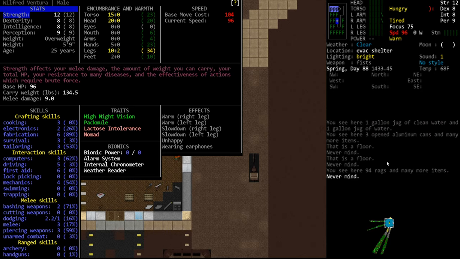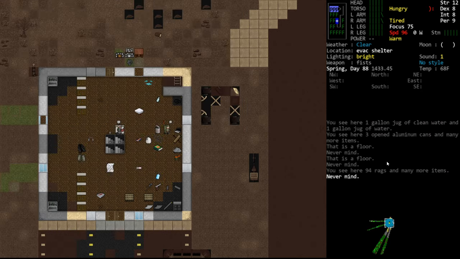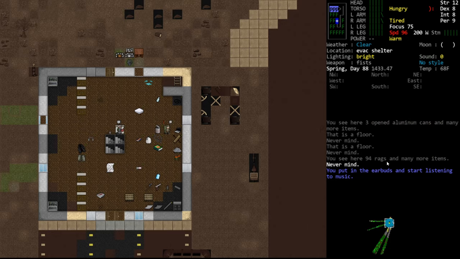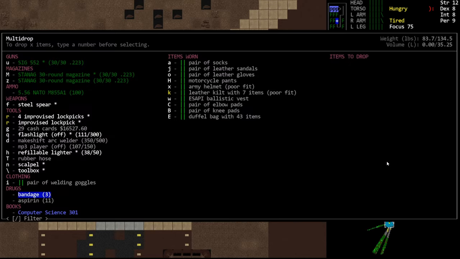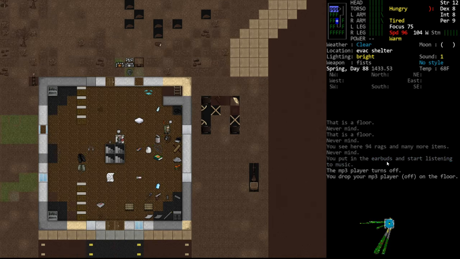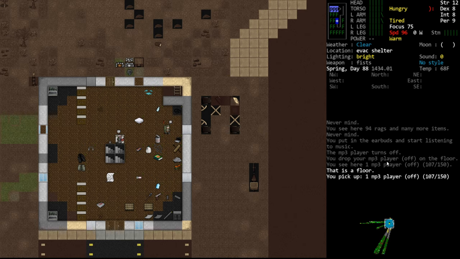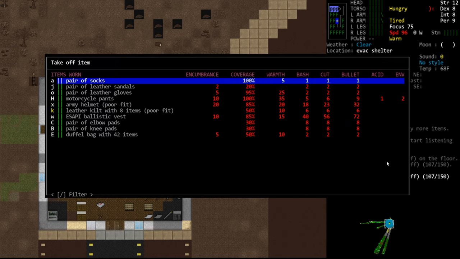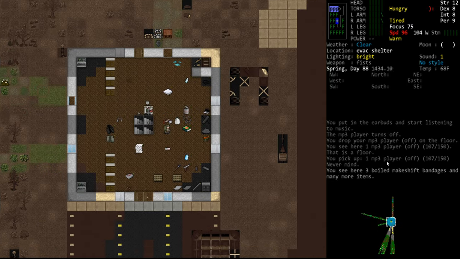Why am I deaf still? We're having this issue again where it says we're wearing earphones when we're not. So let's try activating and deactivating. Still deaf. Let's try dropping the MP3 player. No, we're still deaf. So anytime we put on earbuds, we're deaf for the remainder of the session, it looks like. So that's exciting, unless I'm wearing headgear. No, I'm not. So that deafness is continually being an issue as well.